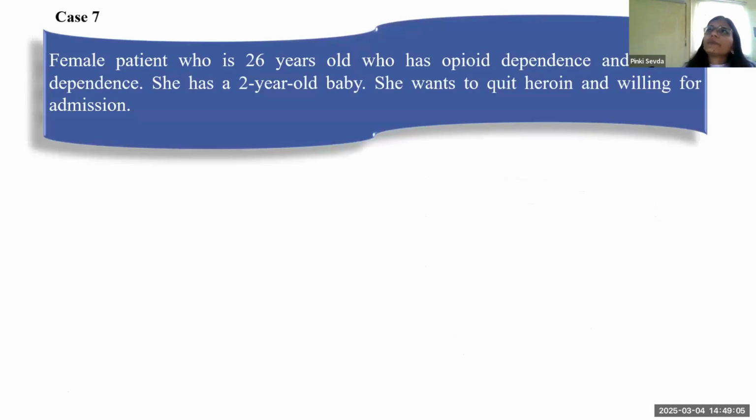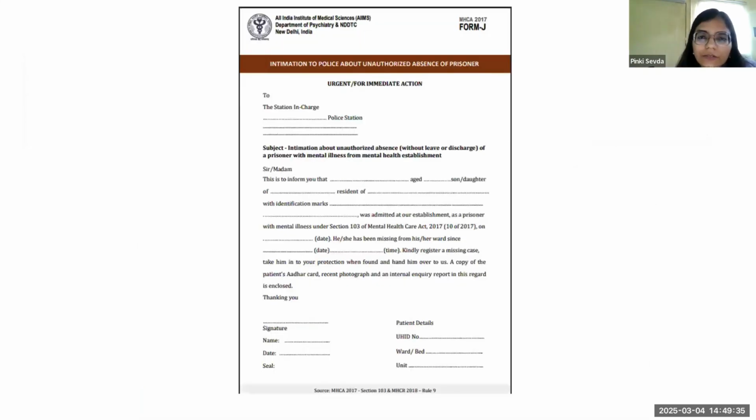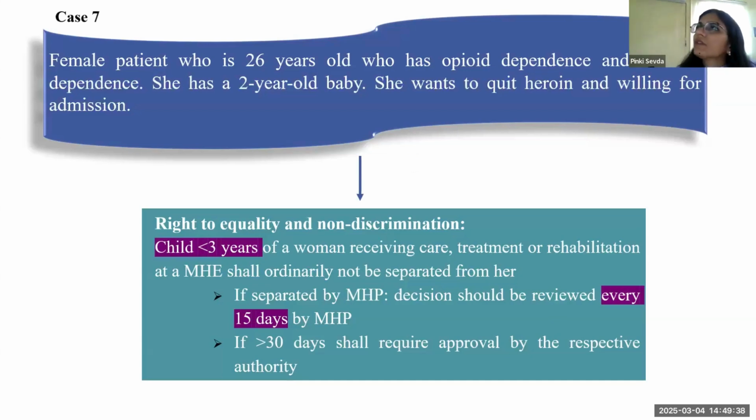Now the last case, a female patient who is 26 years old who has opioid dependence and nicotine dependence. She has a 2-year-old baby. She wants to quit heroin and is willing for admission. So in cases of a female patient who has a child less than 3 years, a woman receiving care, treatment or rehabilitation at an MHE shall ordinarily not be separated from her child. If separated by the MHP, the decision should be reviewed every 15 days by the mental health professional. If more than 30 days, then it shall require approval by the respective authority in cases of female patients with a baby. So this was all the cases.